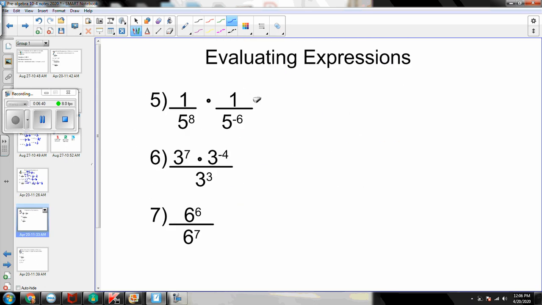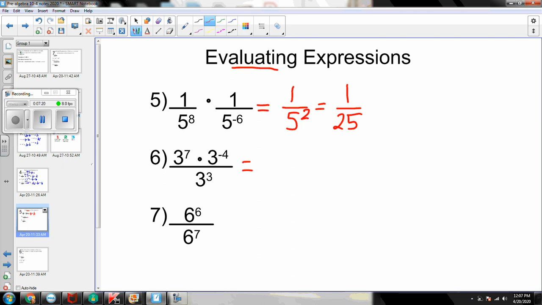Okay, on number 5, I have two fractions that I'm multiplying. So what I could do is just multiply across. 1 times 1, 1. I can take 5 to the 8th times 5 to the negative 6 because the bases are the same, they're both 5s. But when I multiply, I add 8 and negative 6. 8 plus negative 6 would be positive 2. This would be 1 over 5 to the second. And since I'm evaluating, I'm going to go ahead and take 5 times 5 to get 25. So this would be 1/25.